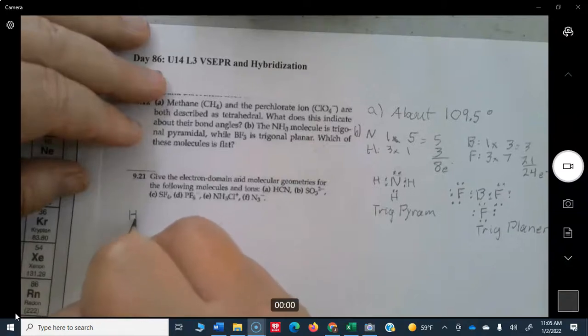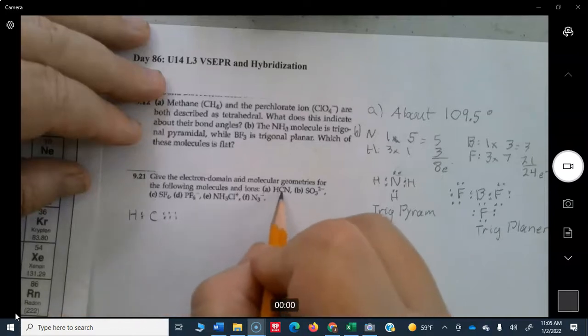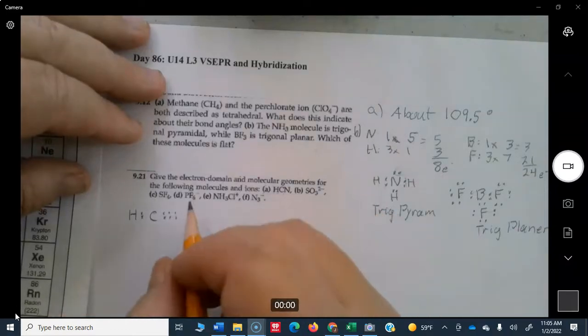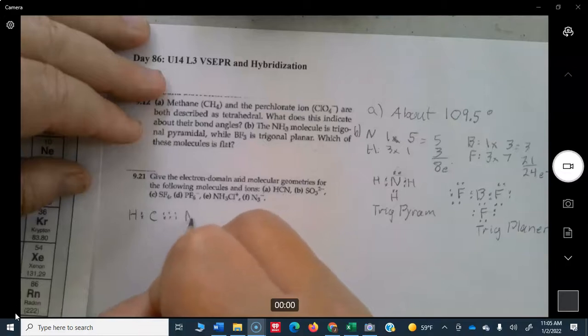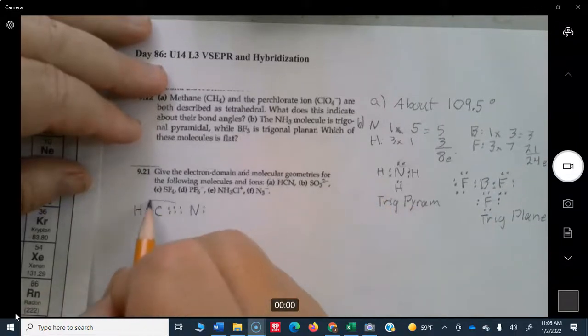I'm going to do that without going through all the steps. I'll just draw it here. And let's see what we got here. HCN is going to be 1, 4, and 5. That equals 10. Okay, and there we have, everybody has an octet, and we have 10 electrons used. So what you have here is 2 electron domains.